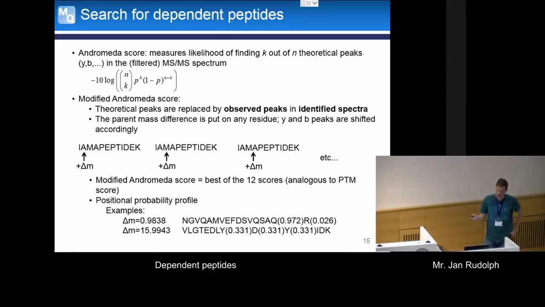So here, this is one example peptide, where we just put the delta mass on all the different positions and then calculate the Andromeda score. And from all these scores that we have for the different positions, we can also calculate the localization. So I will make this clear in 1 second.